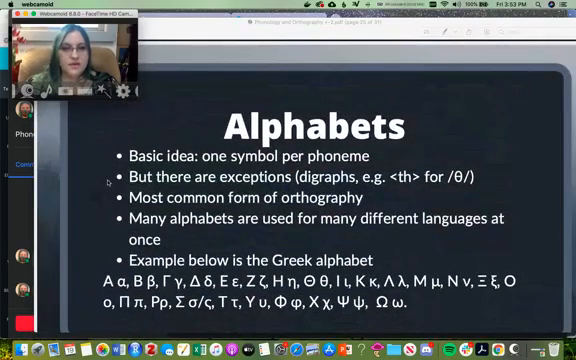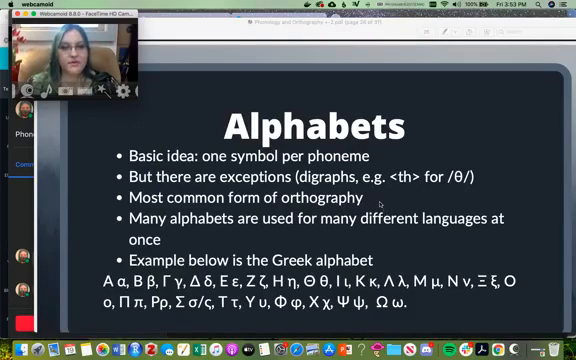Another system is the alphabet. The basic idea behind the alphabet is one symbol per phoneme. There are obviously exceptions to this rule, as we've seen in English quite frequently. There are things called digraphs, where you have two letters that represent one sound, like the TH, or SH, or PH, or like AY, for example.